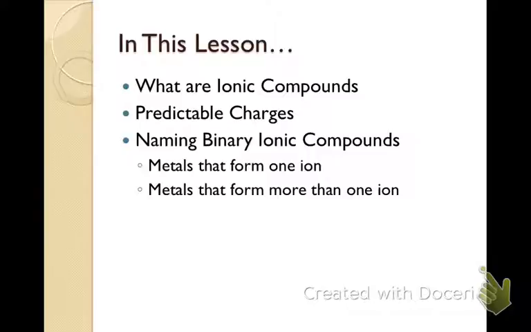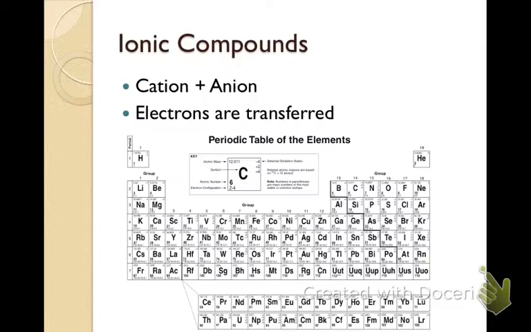Now there's two different ways of naming them. For binary ionic, that's metals that form one ion and metals that form more than one ion. You'll also need your periodic table, so go ahead and grab that right now. So ionic compounds are any cations and anions. Now remember, cations form positive charges, anions are negative charges.